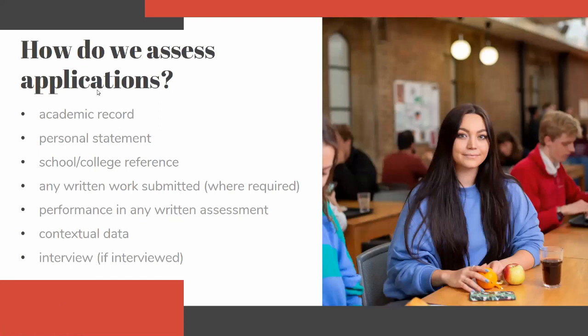So how do we assess applications? We assess applications holistically, so we look at all of these different elements together before we make a final decision. We'll look at your academic record, so that means any exams that you've sat, including your GCSEs. Some people worry that if they don't have a perfect GCSE record that they won't be considered, but you definitely don't need to have a perfect set of GCSEs in order to be a strong candidate.